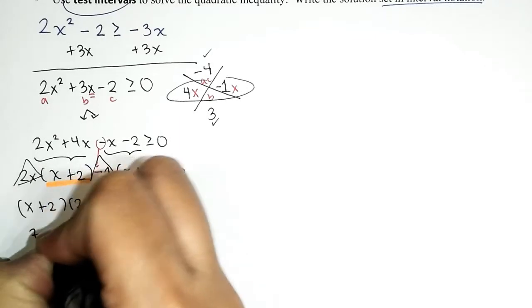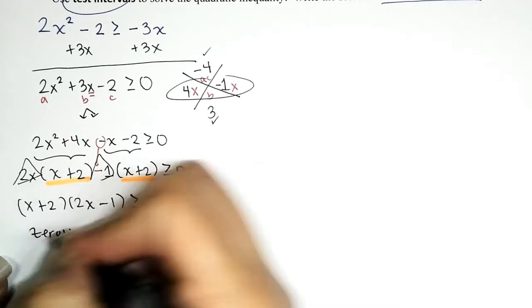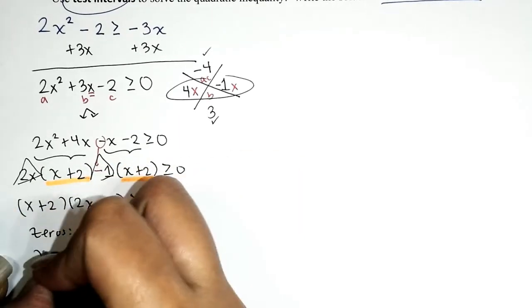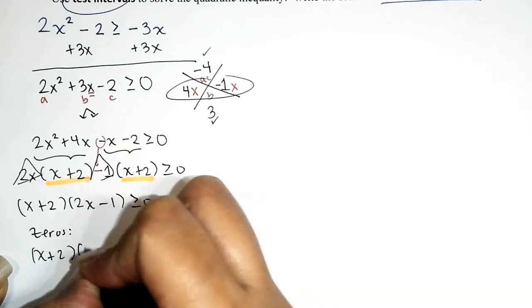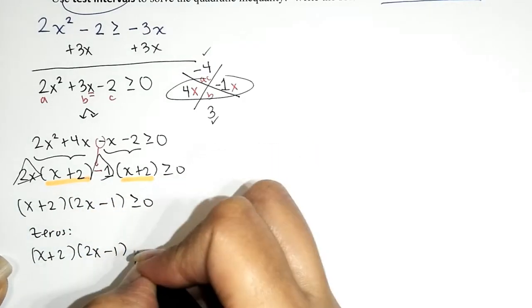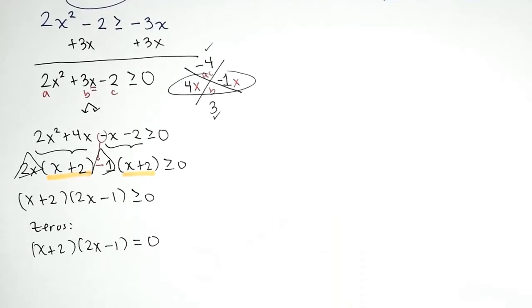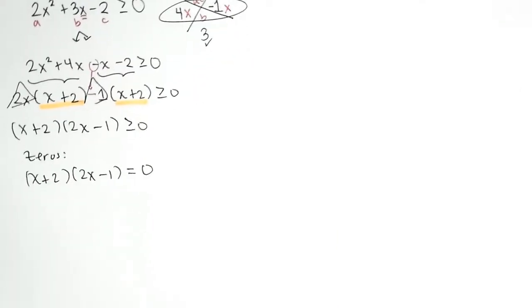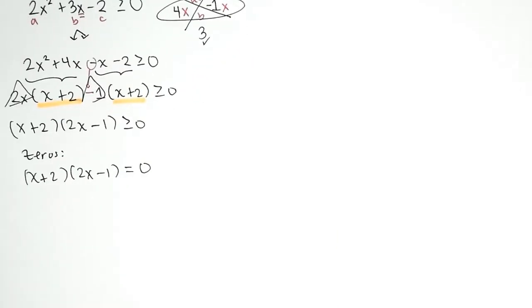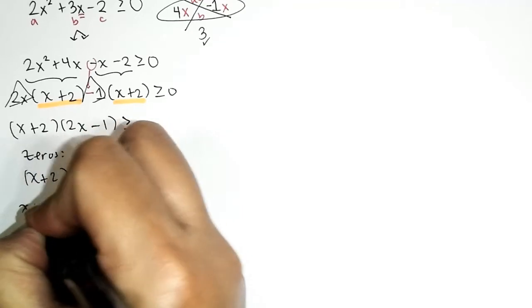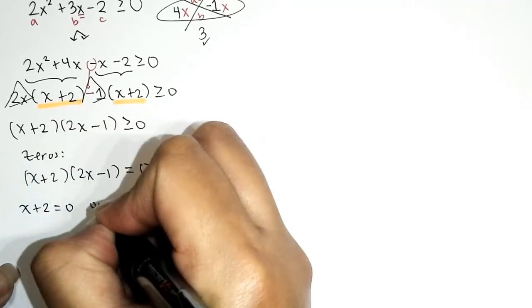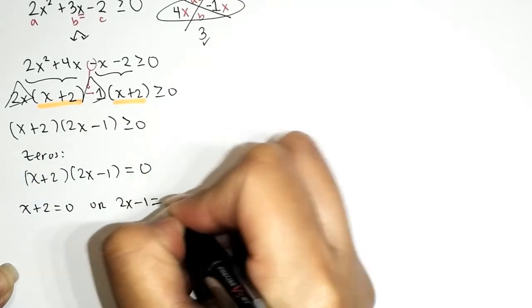Let me write zeros, and then we have the product. We're going to replace the inequality symbol with the equal sign. Find the zero. I want to know what makes the quadratic a 0. So the product equals 0. If a product equals 0, then one of these factors has to equal 0. Either the first factor equals 0 or the second factor equals 0.